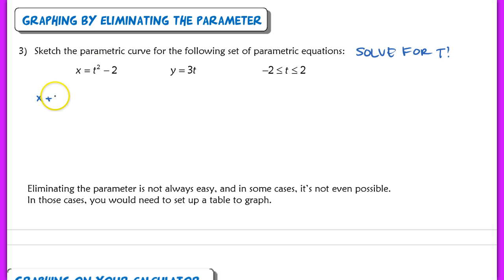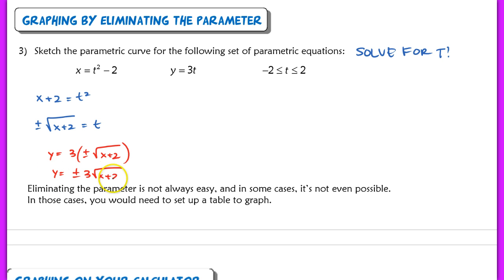So to isolate that t, I need to first move that 2 to the other side, and then I'm going to take the square root of both sides. So I end up with positive or negative root x plus 2 equaling t. Now I'm going to substitute this value, the t, into the other parametric equation so that I can get rid of that t. Now I end up with y equals 3 times positive or negative root x plus 2. That's the t value here, which is going to simplify to either positive or negative 3 times the square root of x plus 2.